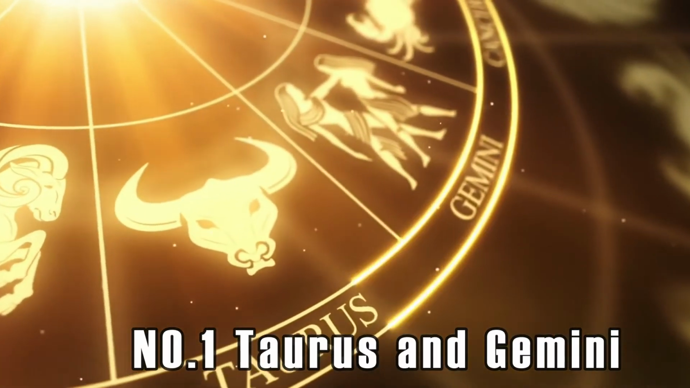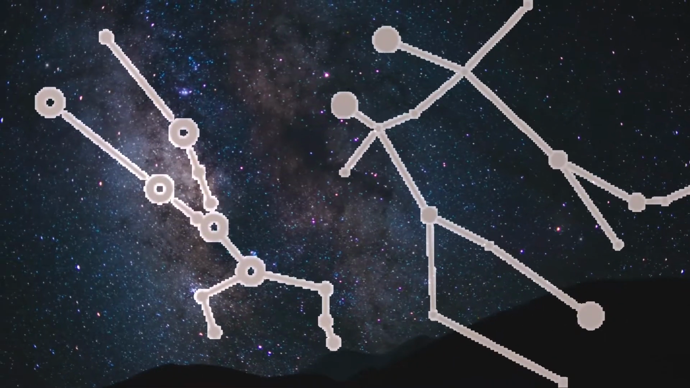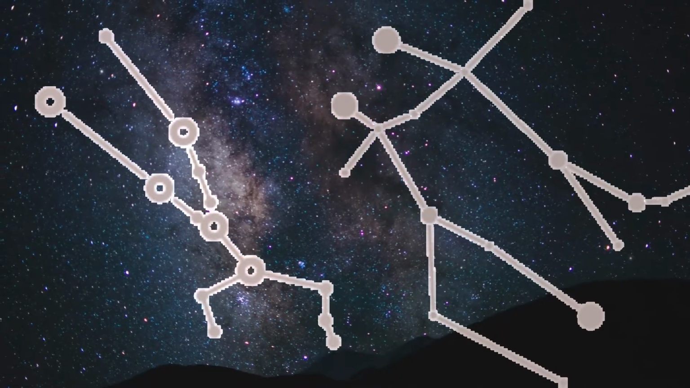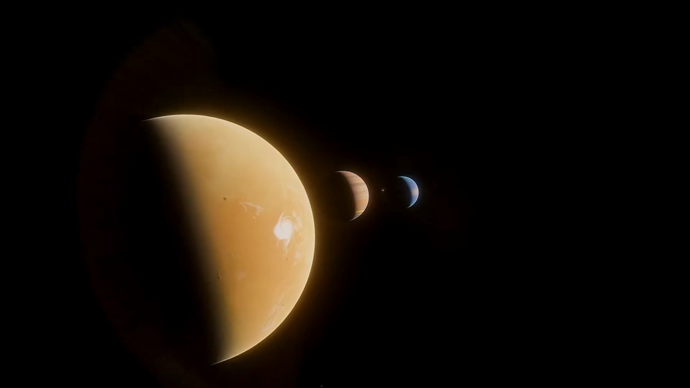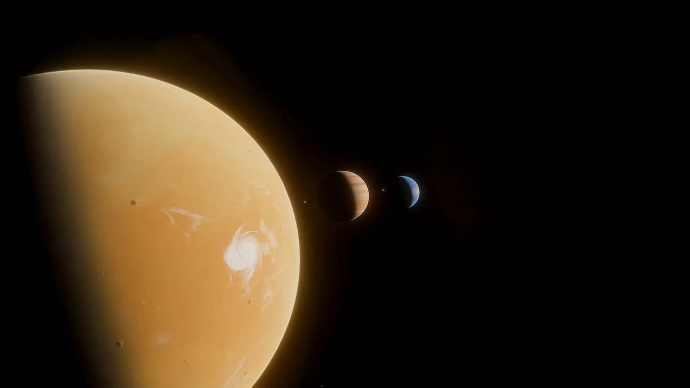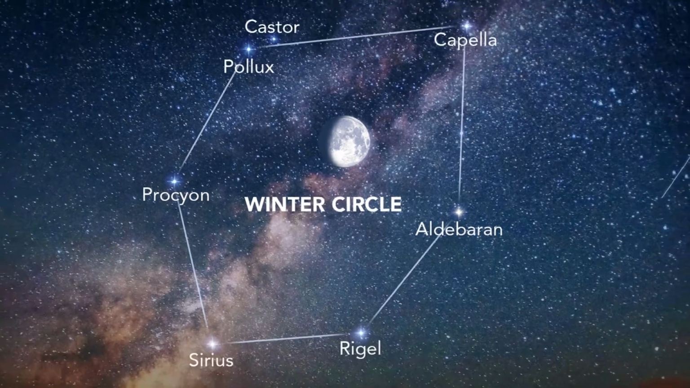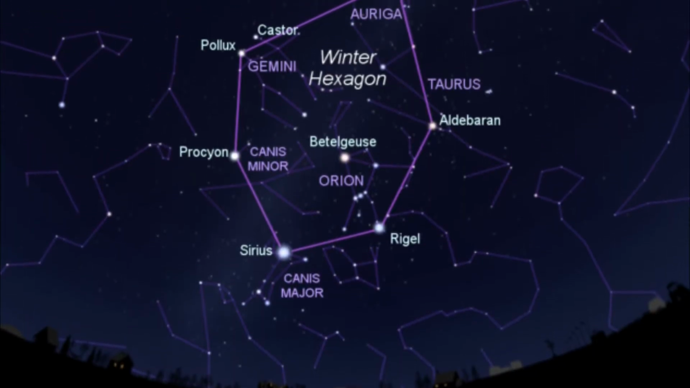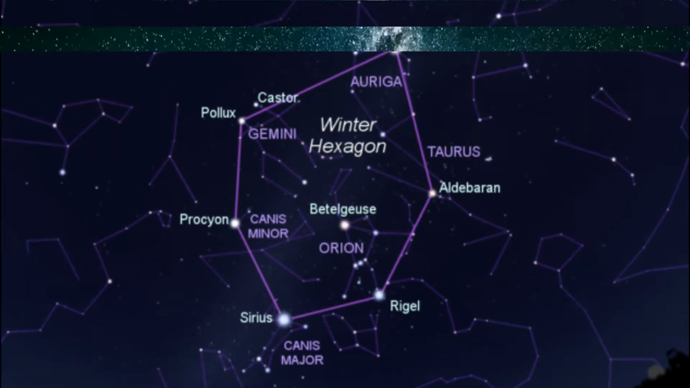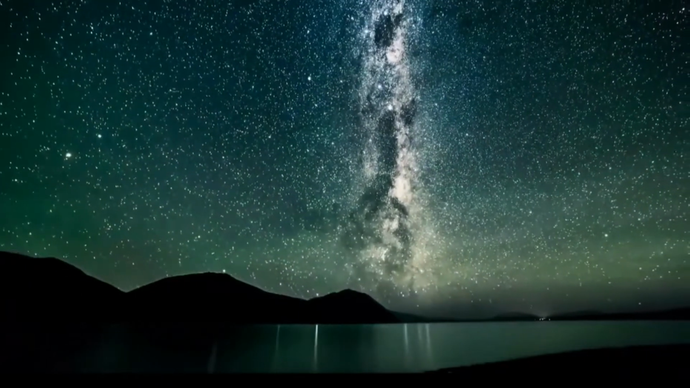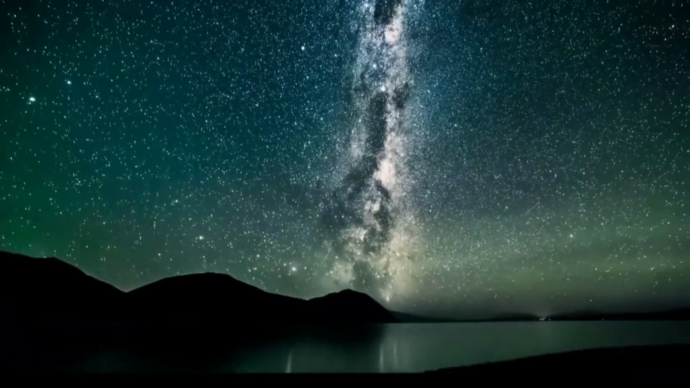Number 1, Taurus and Gemini. To start with Taurus and Gemini, these zodiac constellations are best seen in the winter. Aldebaran and Pollux, the two brightest stars in the constellations, are members of the winter circle, a sizable hexagonal asterism made up of 6 first-magnitude stars. The Orion constellation's brilliant stars make it simple to locate both constellations.